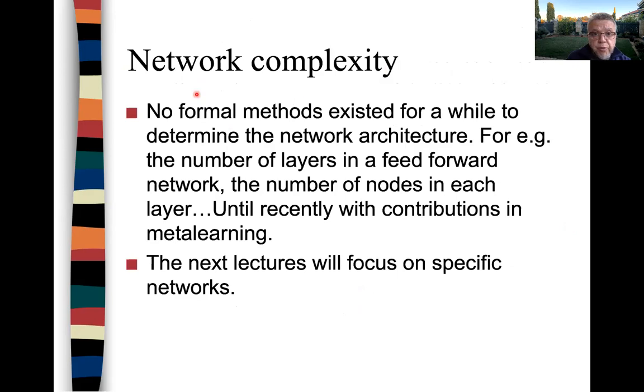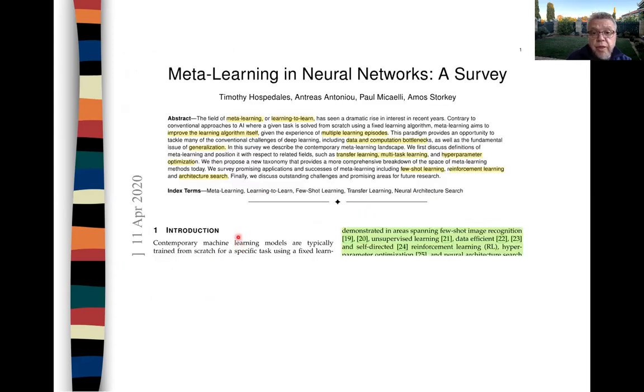Now, just talking about network complexity. For a while, there was no formal method which allows you to determine the network architecture, for example, the number of layers in a feed-forward network and the number of nodes in each layer, until recently with contributions in meta-learning. That's because this lecture is about learning, so I'm talking about meta-learning. In the next lectures, we'll focus on specific networks. But I would like to recommend this paper, Meta-Learning in Neural Networks: A Survey.